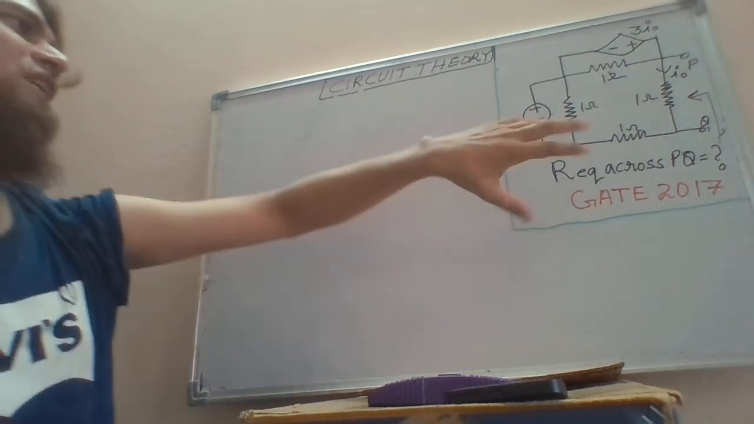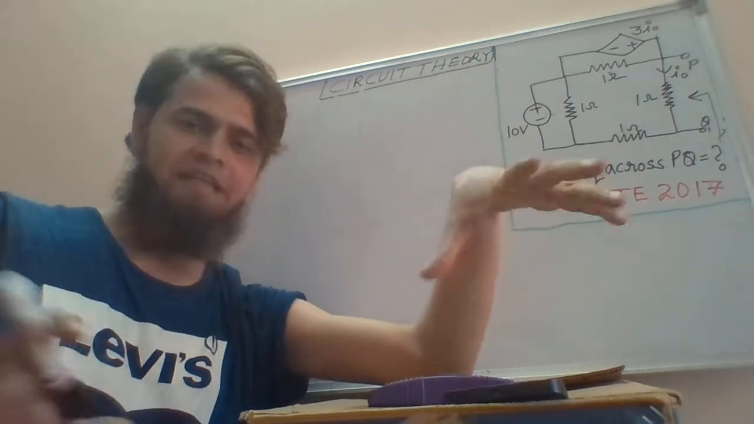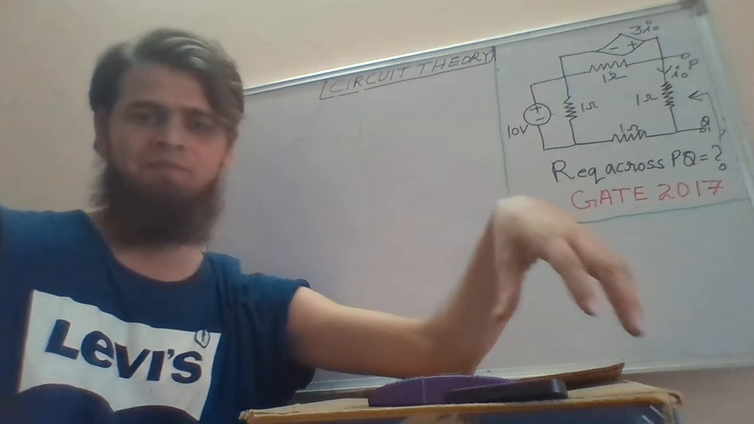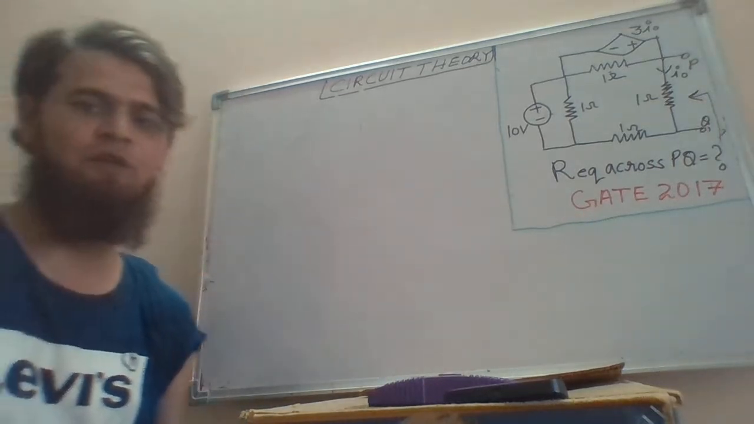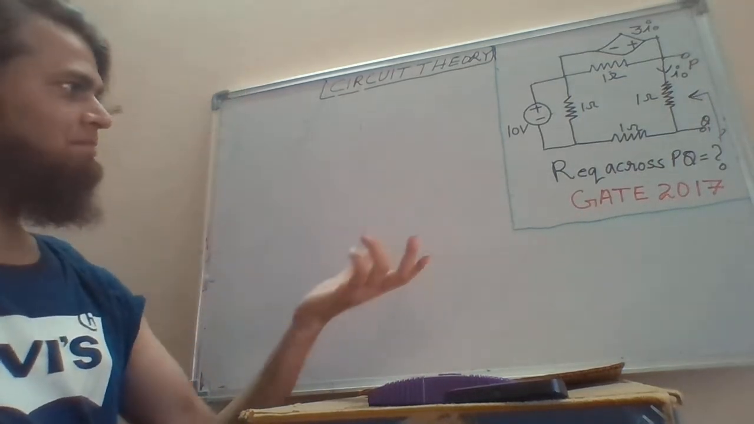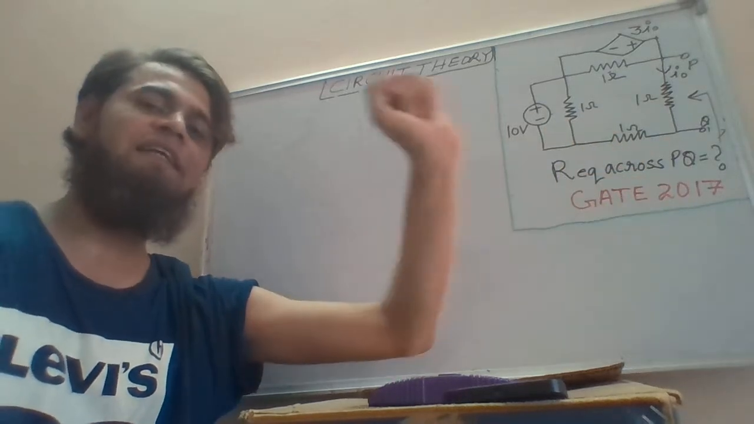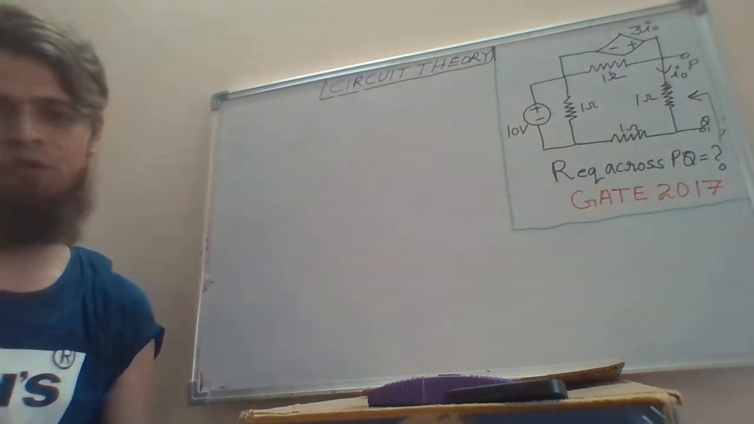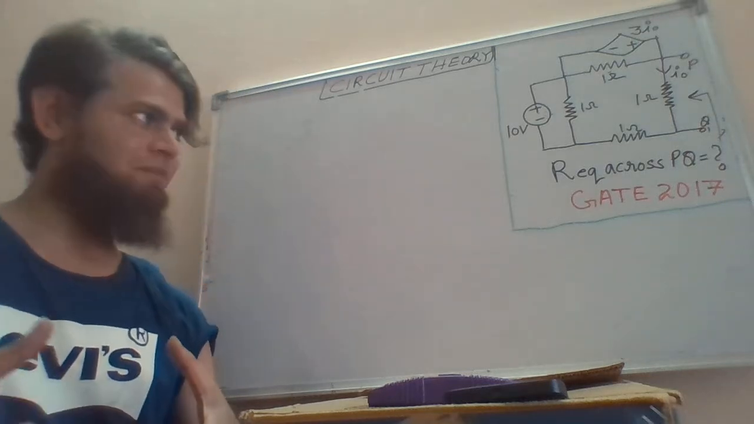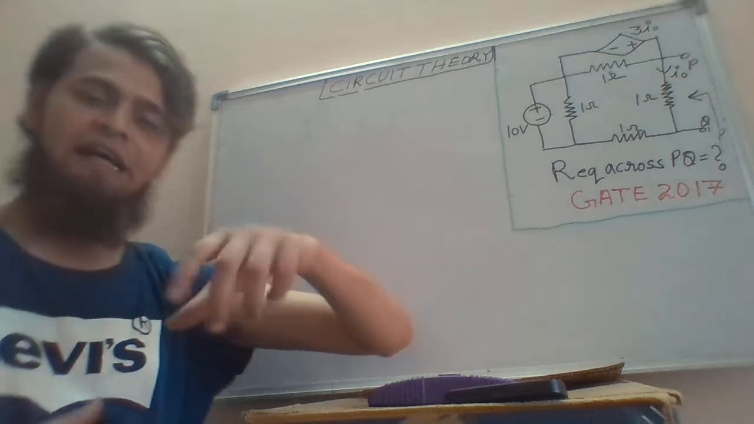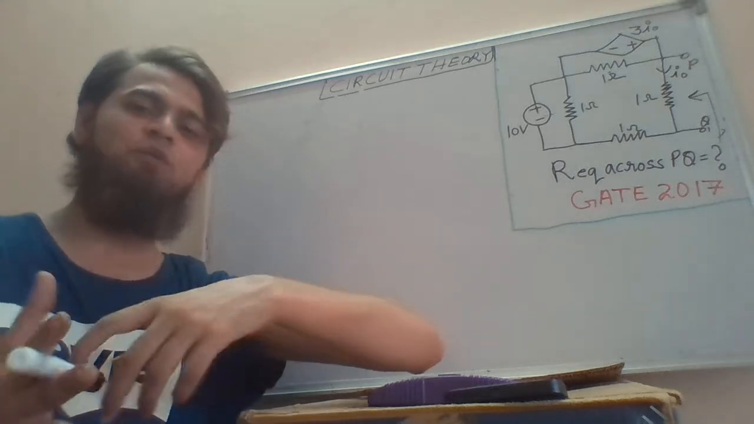Let's look at this question. This question is from circuit theory, which is a pretty important subject as far as the GATE exam is concerned. This question was asked in the year 2017. In this question, they have asked you the equivalent resistance of this circuit across the terminals P and Q.